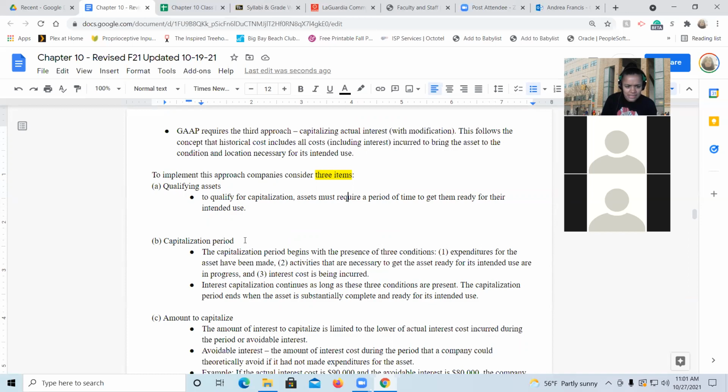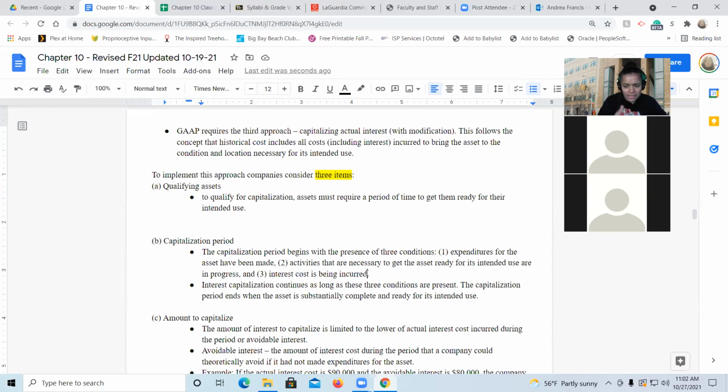By capitalization period, I mean when we are allowed to make interest into an asset and add it onto the cost of whatever we are building, right? That begins when you have started making expenditures for the asset. The activities that are necessary to get the asset ready are in progress, meaning that construction has started and interest cost is being incurred. So again, you need qualifying assets. It means the asset has to be built over a period of time.